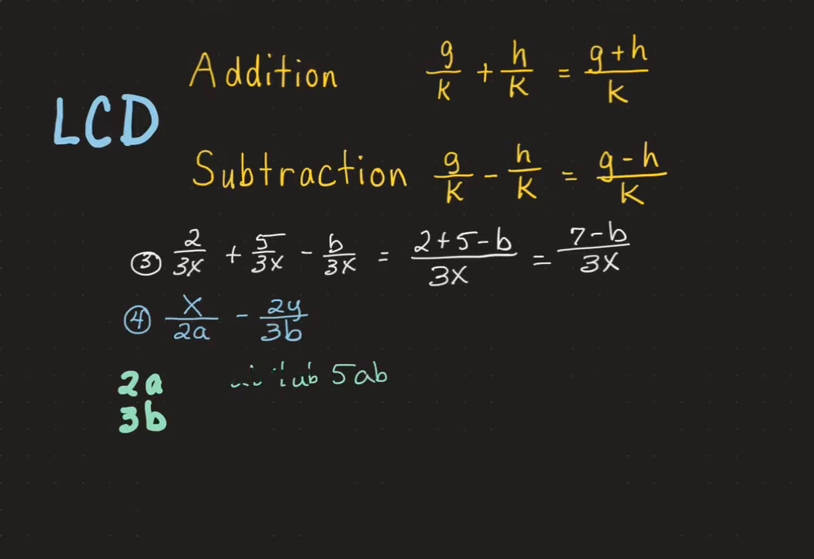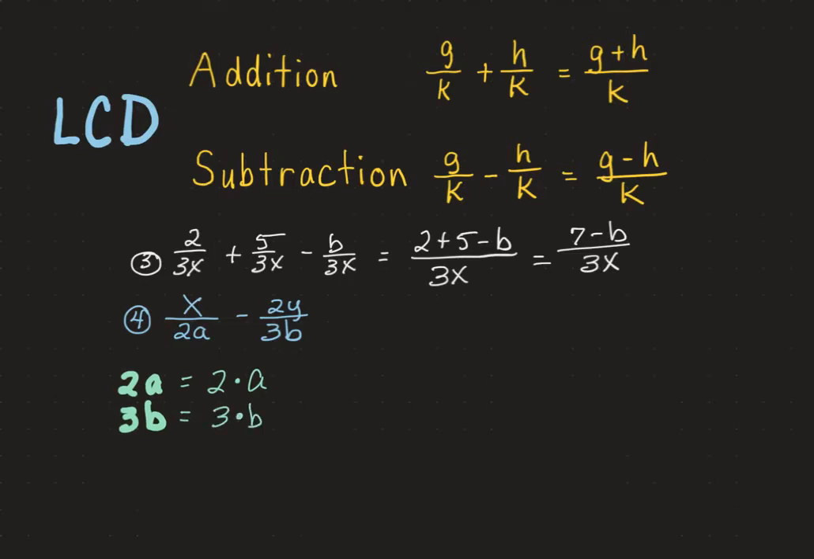Instead of writing down all of the multiples, let's write down instead first the prime factors of 2a. Well, there's 2 and there's a. Those are the prime factors of 2a. The prime factors of 3b are 3 and b.